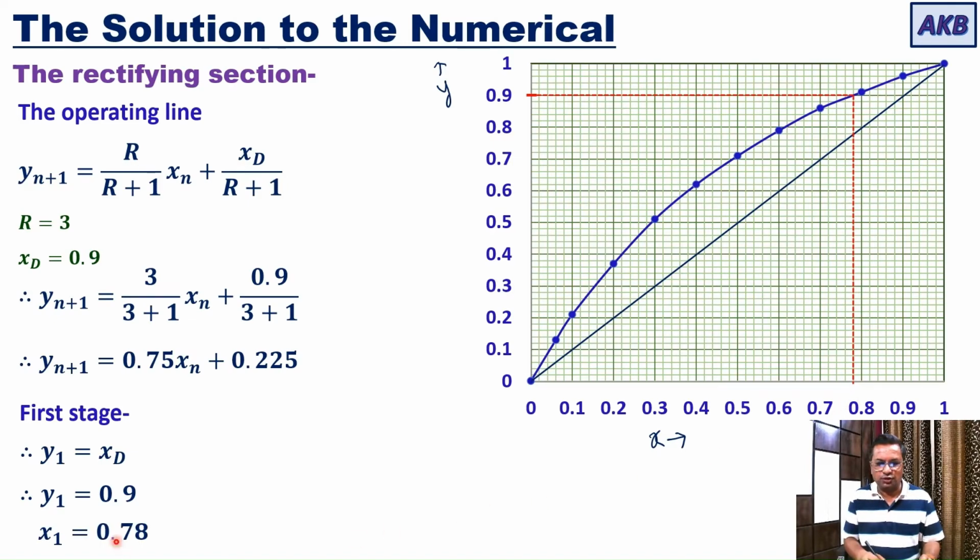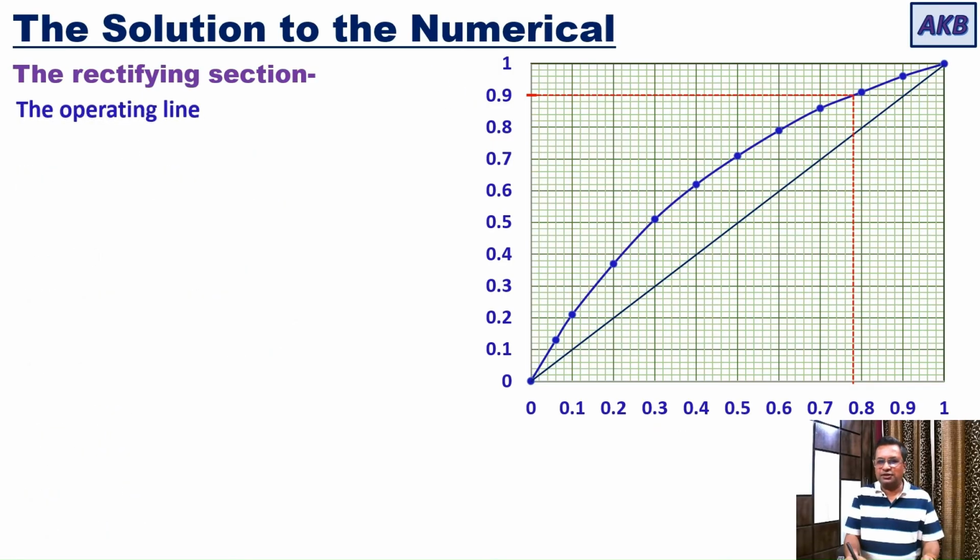So here x1 is 0.78. So this is the first stage. Let me write, I will write over here, first stage. Okay, now we have done calculations for the first stage.